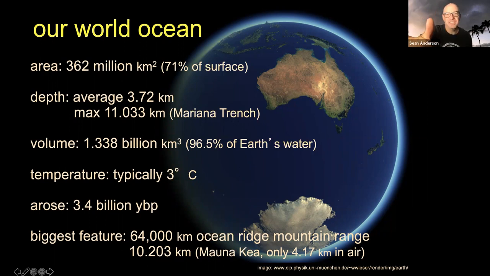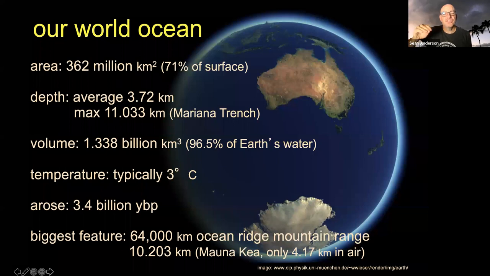Okay, 71% of the surface is ocean. The average depth is pretty deep, not quite 4 kilometers. The Marianas Trench, specifically the Challenger Deep, is the deepest part of the ocean. And the ocean is very cold on average, very close to freezing.